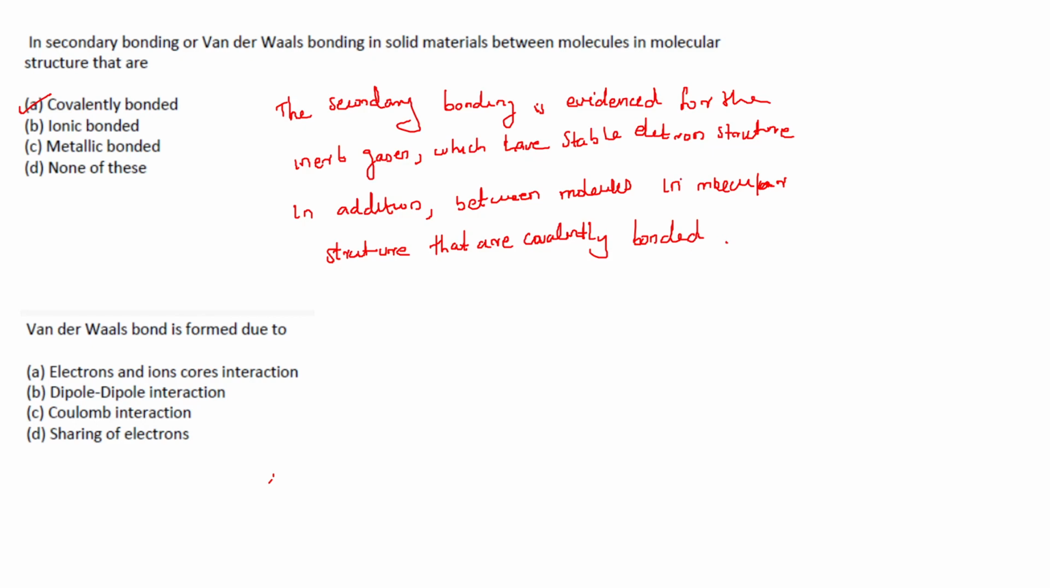Now see the next question. It's also like van der Waals bonding is formed due to electron and ion Coulomb interaction, dipole interaction, Coulomb interaction, or sharing of electrons. So what will the van der Waals be formed due to? Dipole interaction. So that is the answer for that question.